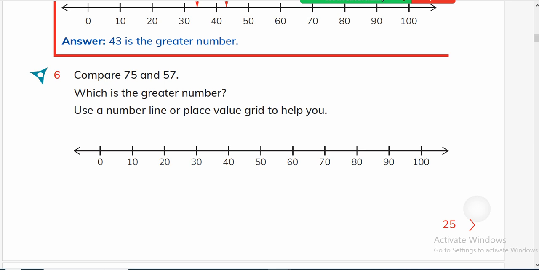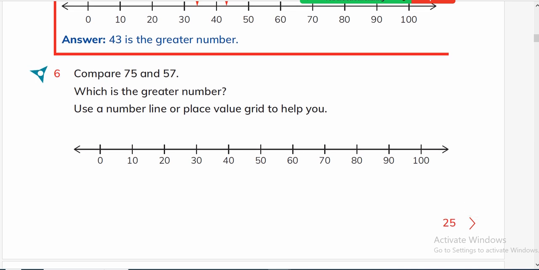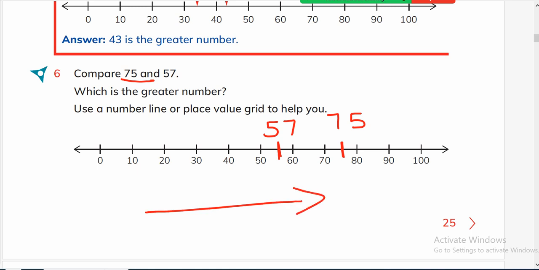Okay, compare 75 and 57. Which is the greater number? Let's see where 57 and 75 come. 57 will be right here, and 75 will be somewhere here. And we know that any number on the right side is greater than the number written on the left side.